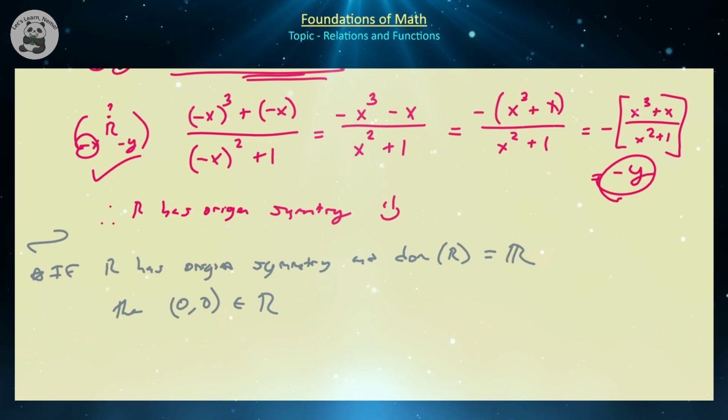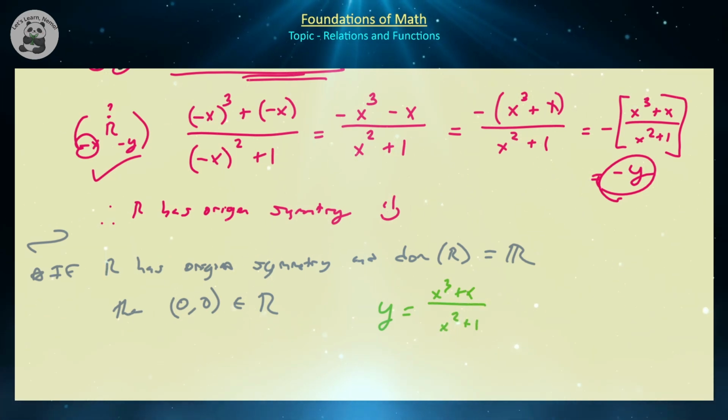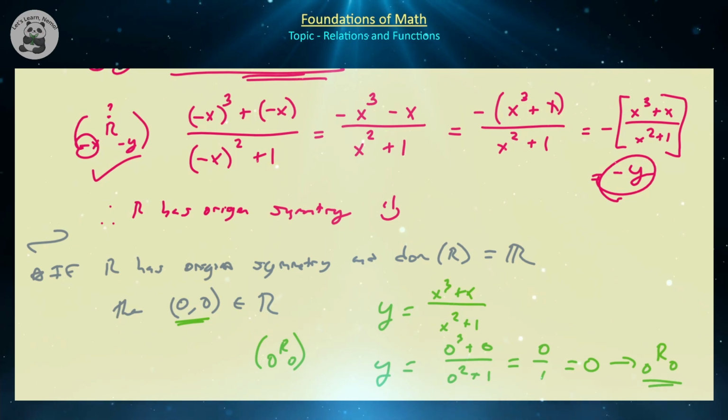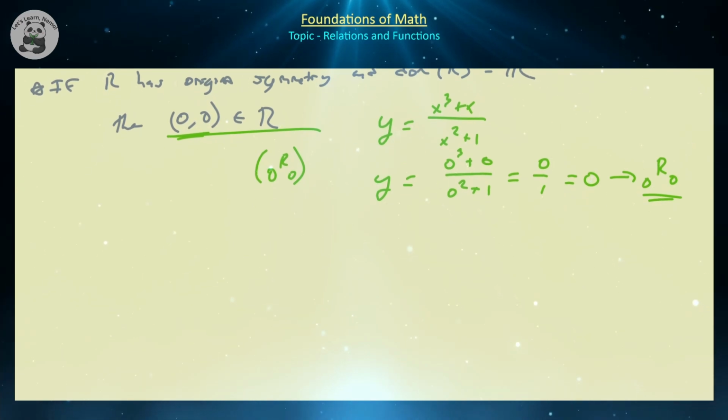So if we look at the original relation that we did just a second ago, i.e. y is equal to x cubed plus x divided by x squared plus 1, and we plug in 0 for the relation, because 0, 0 belonging to R is just a fancy way of saying that 0 is related to 0. So if we plug in 0, we're going to have 0 cubed plus 0 all over 0 squared plus 1, which is going to be 0 over 1, which is equal to 0. So therefore 0 is related to 0, i.e. 0, 0 belongs to the graph of that relation, which supports that particular instance. All right?